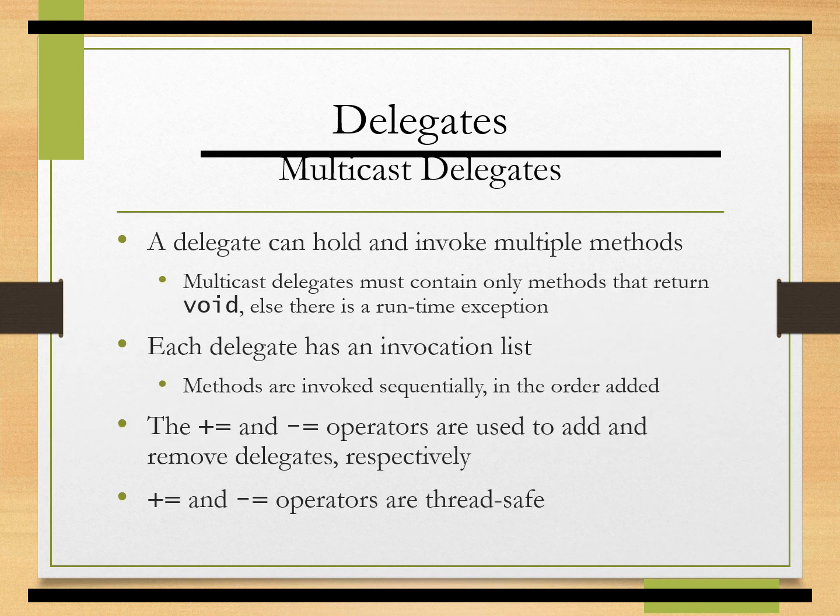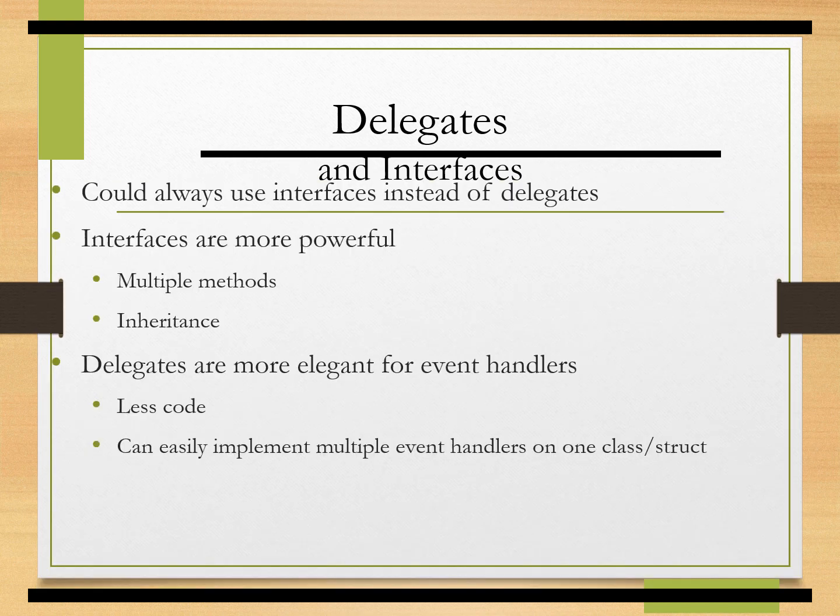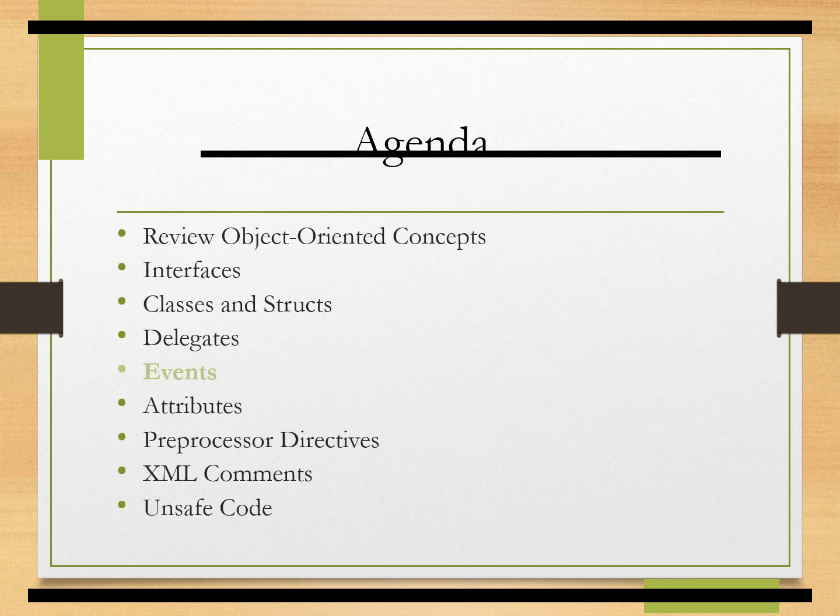Multicast delegates: a delegate can hold and invoke multiple methods. The methods are invoked sequentially in the order they were added. Just see the multicast delegate example program. Multiple methods and inheritance are powerful, but interfaces and delegates are more intelligent. With event handlers, less code can easily implement multiple events and handlers on classes and structures.